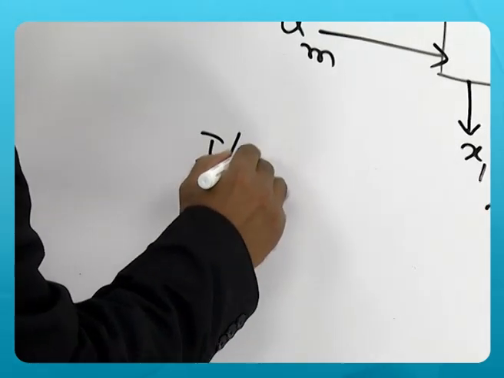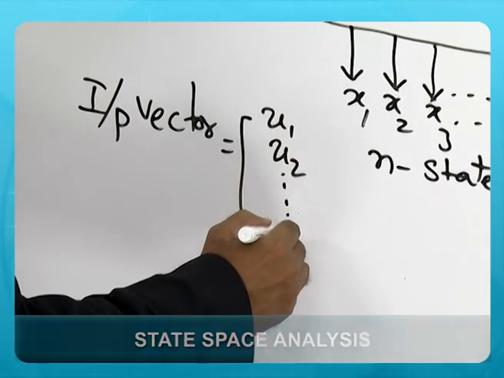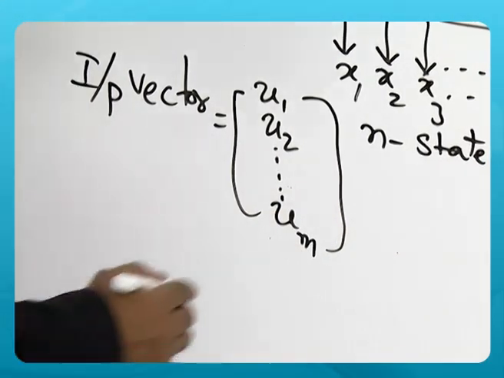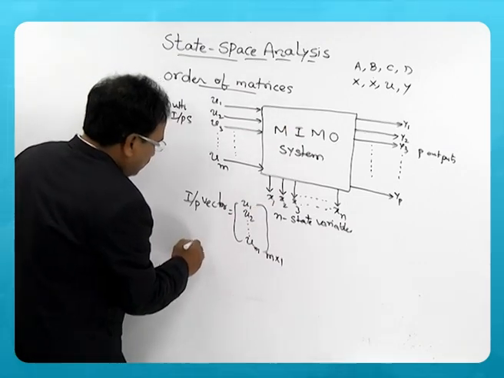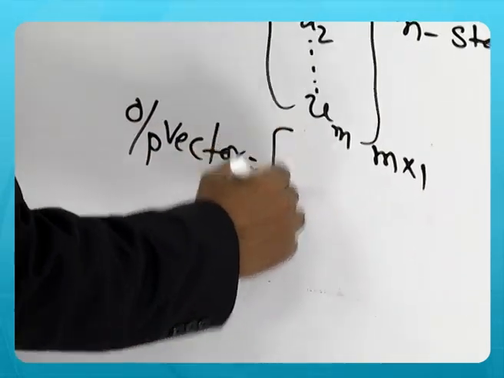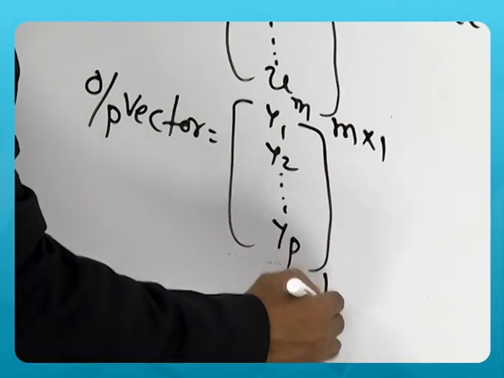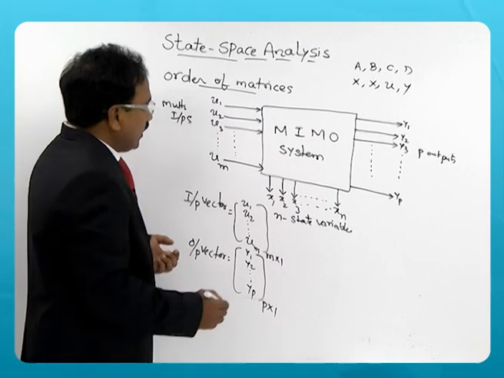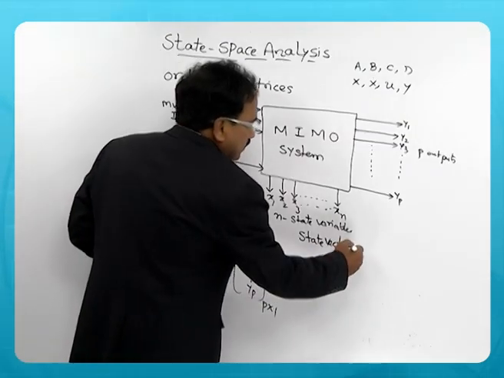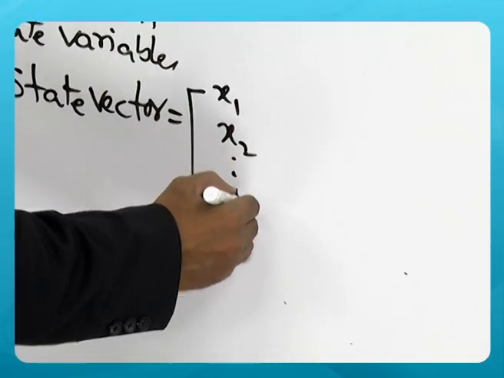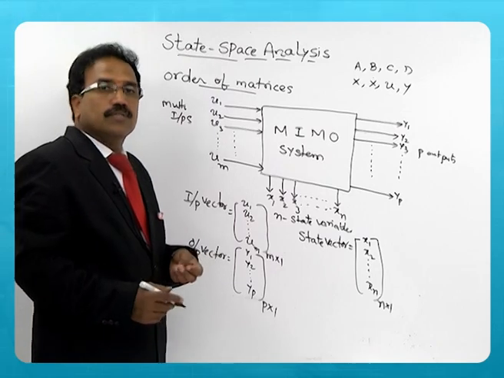So the input vector is given by U1, U2 and so on up to UM. The dimension of this vector is m cross 1, m rows and 1 column. Now the output vector has y1, y2 and so on yp. So the size or dimension of this vector is p cross 1. Next, the state vector: the number of state variables is n. So the state vector is x1, x2 and so on xn, and the dimension of this vector is n cross 1. So 3 vectors are given.